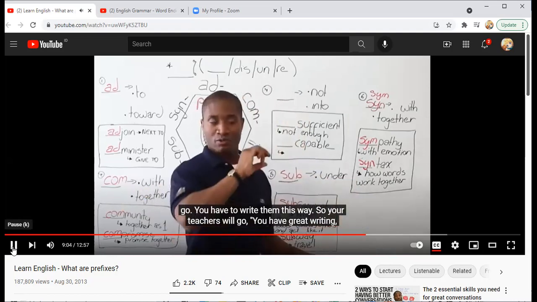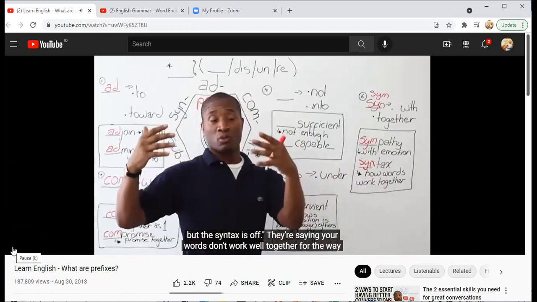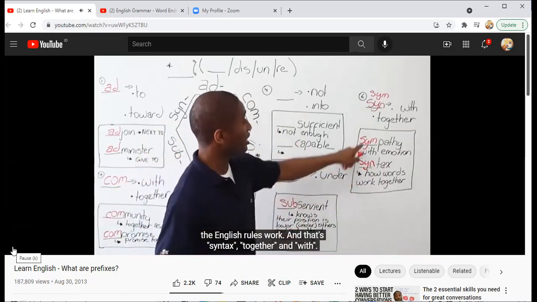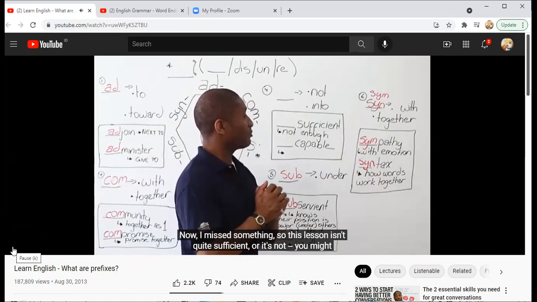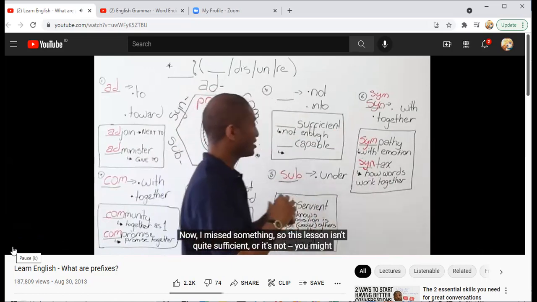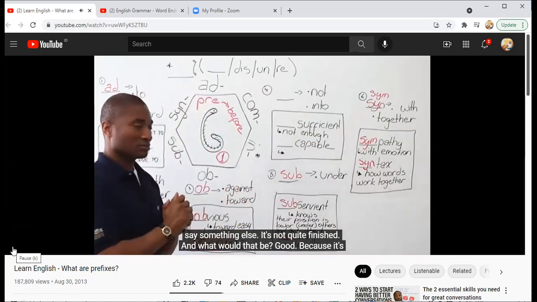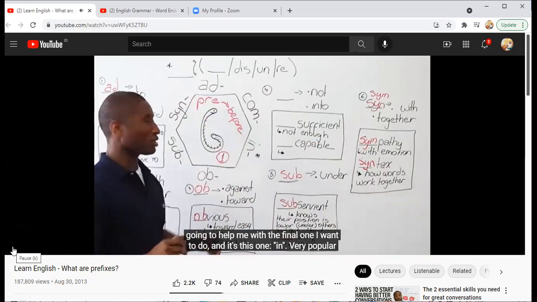So your teacher will go, great, for the syntax. Words don't work well together for the way that syntax works together. Now, I missed something, so this lesson is not quite sufficient. When I say something else, it's not quite finished. And what would that be? Good, because it's going to help me with the final one I want to do.